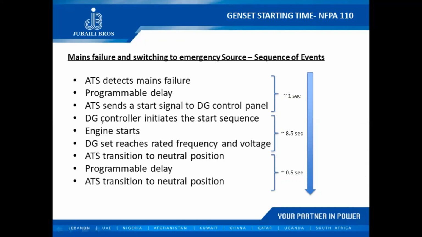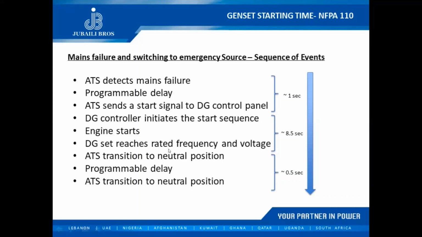Then the diesel generator controller initiates the start sequence. The engine runs and starts. It reaches rated frequency and voltage, which should typically take around 8.5 seconds. So you'll see here, guys, the genset should actually take less than 10 seconds to reach rated voltage and rated frequency to be compliant with NFPA 110 Type 10, to account for other time related to ATS transitions.